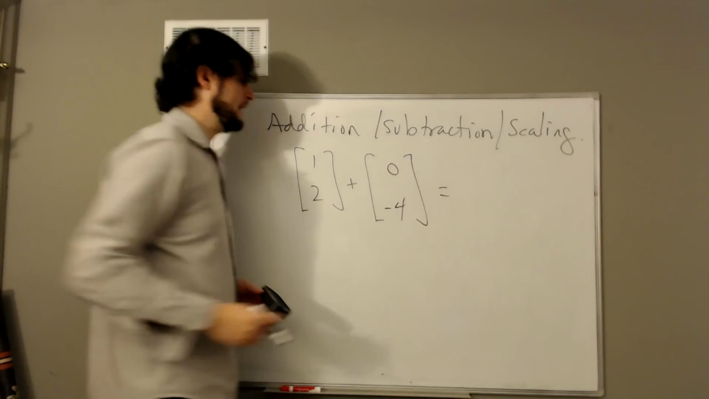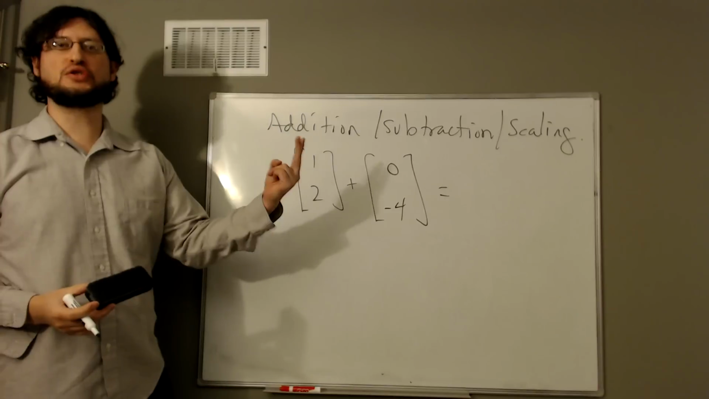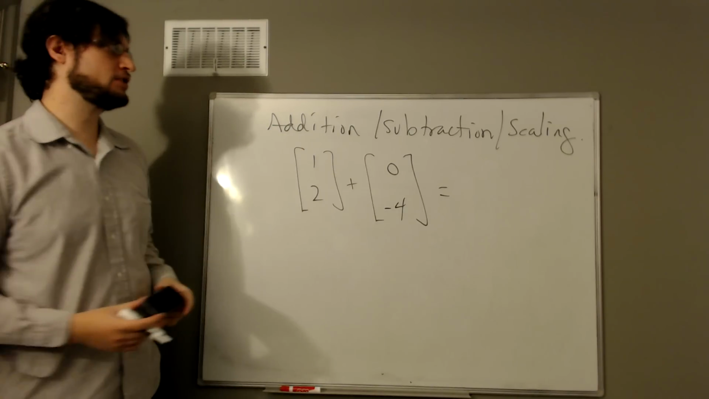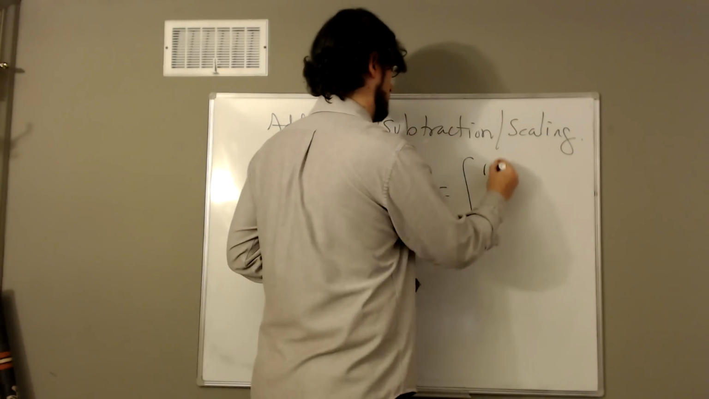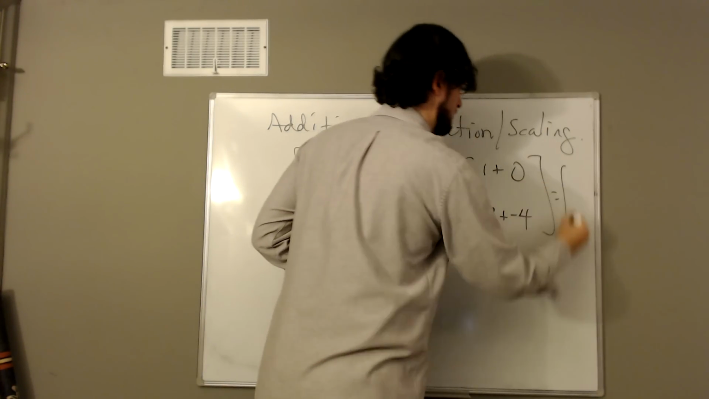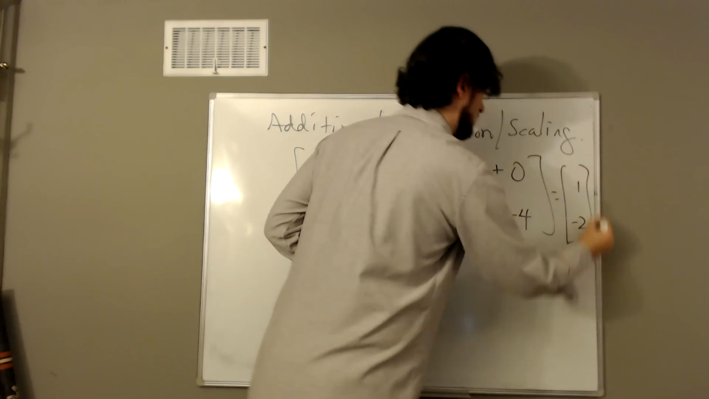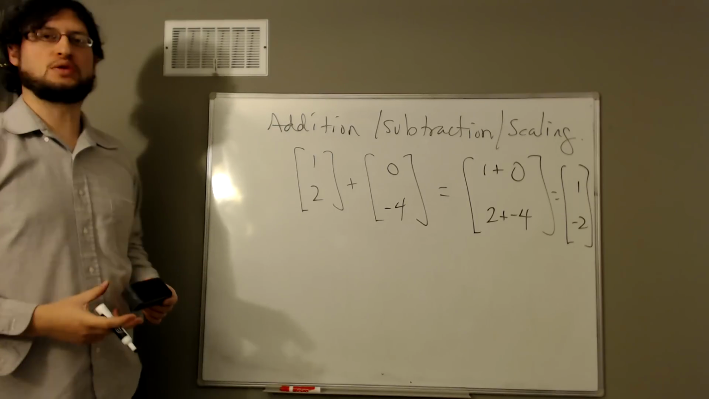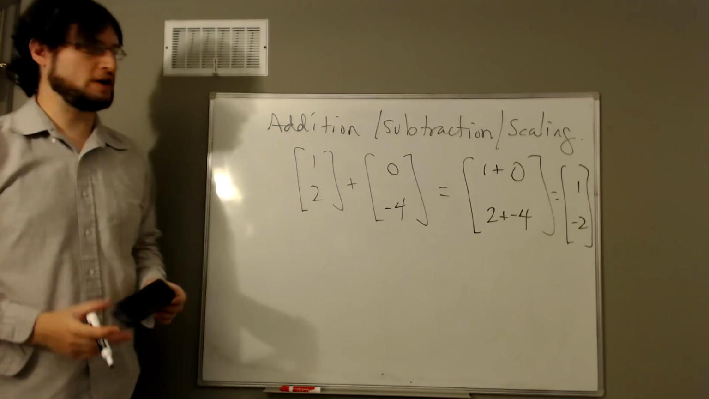If I want to add two vectors, these are vectors in R2, two-dimensional vectors, two numbers. I'm just going to add just the way you would hope. I'm just going to add straight across. Subtracting is the same way. So if I subtract, I just subtract straight across.